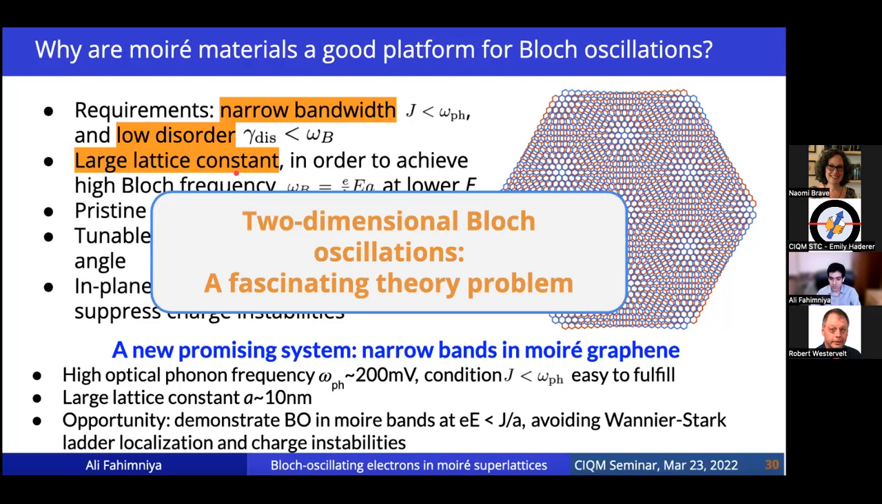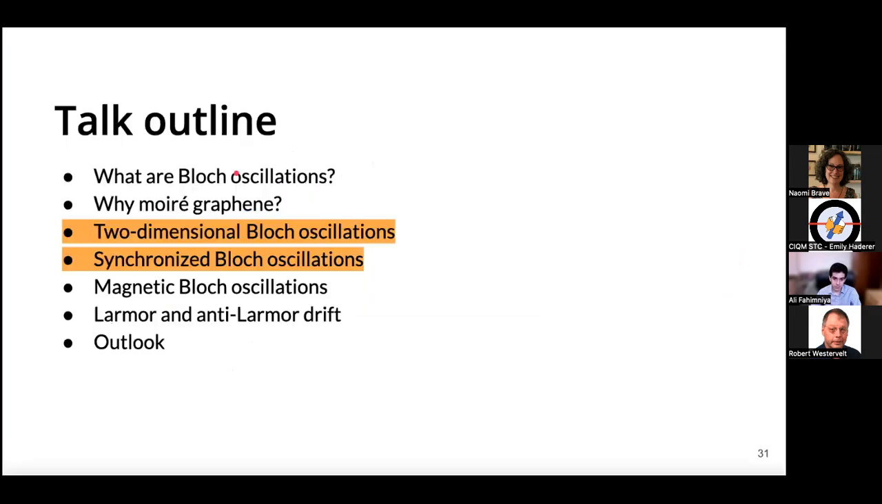There are many interesting theory questions. I'm going to discuss three of them today. First, I'm going to talk about the difference between 2D versus 1D geometry. Then I'll talk about the synchronized collective dynamics. And finally, I'll move to magnetic Bloch oscillations. Let's talk about Bloch oscillations in two dimensions and how to synchronize them.